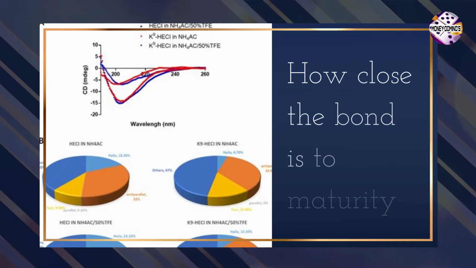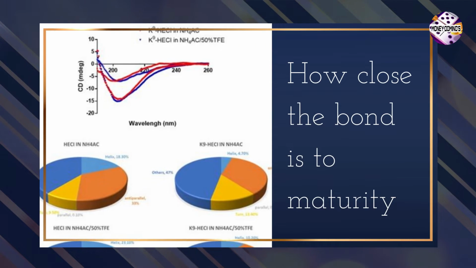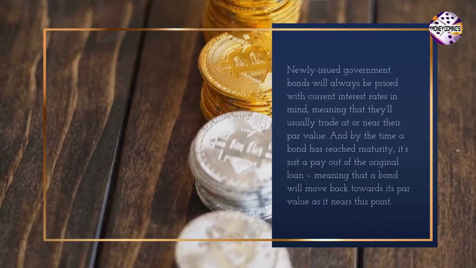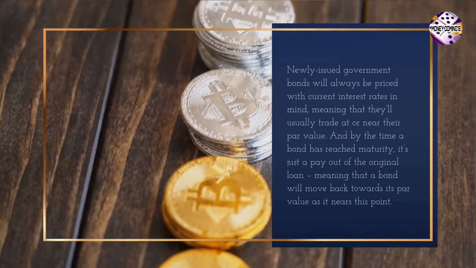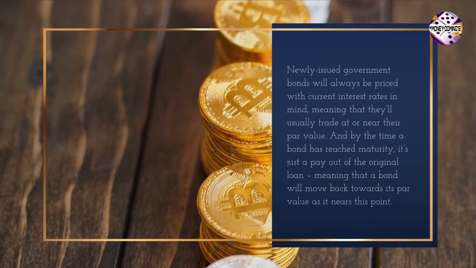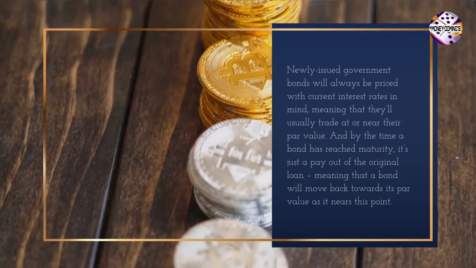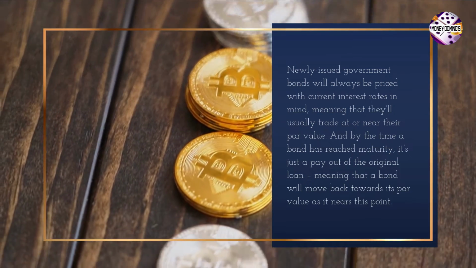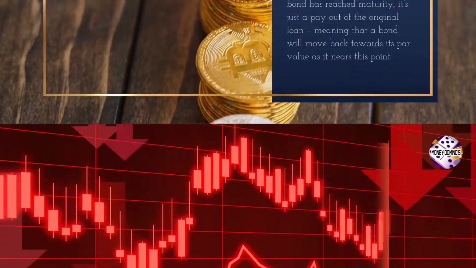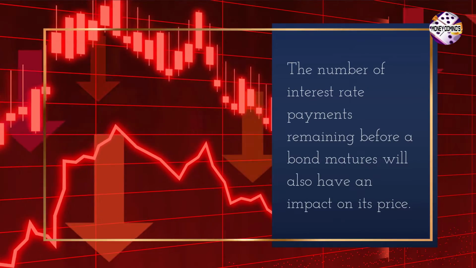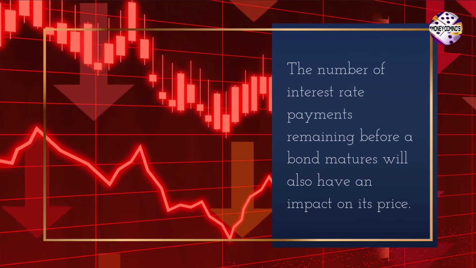How close the bond is to maturity. Newly issued government bonds will always be priced with current interest rates in mind, meaning that they'll usually trade at or near their par value. And by the time a bond has reached maturity, it's just a payout of the original loan, meaning that a bond will move back towards its par value as it nears this point. The number of interest rate payments remaining before a bond matures will also have an impact on its price.